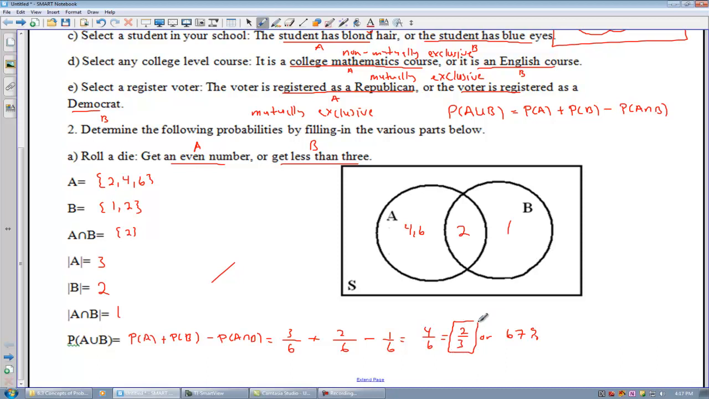All right, so if I roll the die 3 times, I would expect 2 of those times I get either an even number or a number that's less than 3. Let's look at the next one.